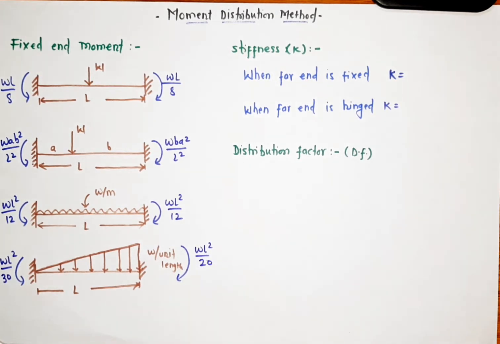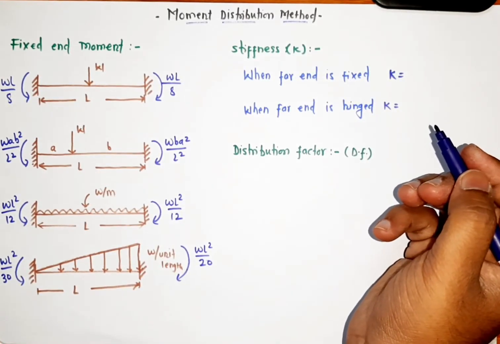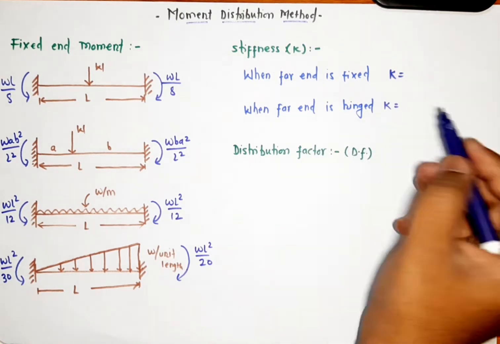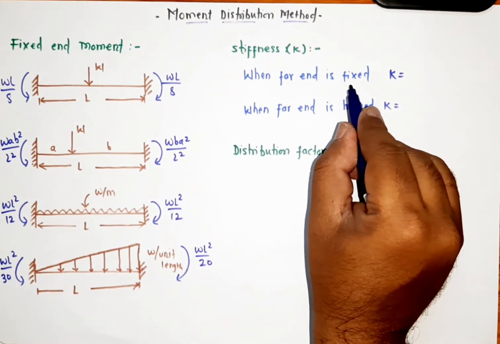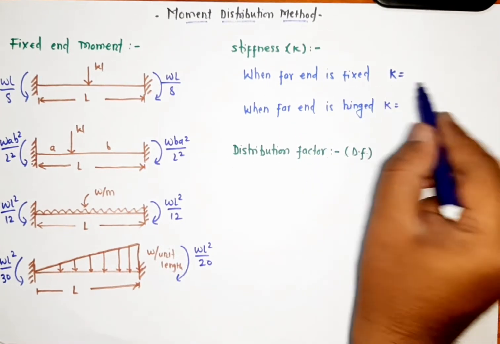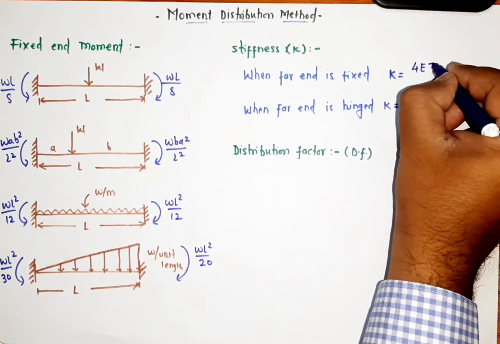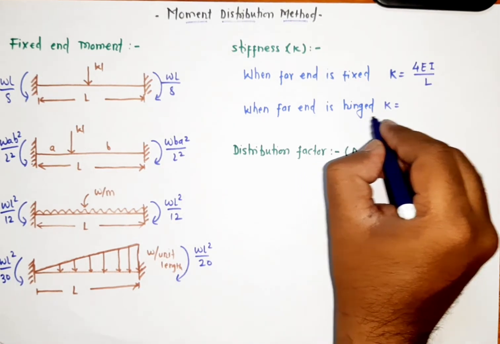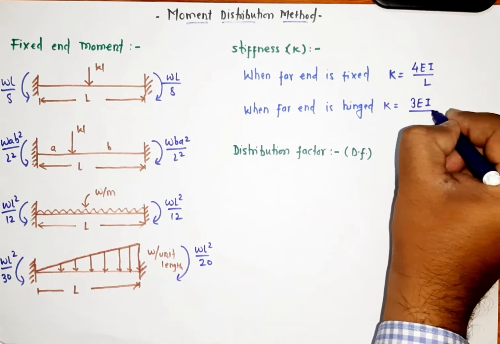Again, there is one concept which is called stiffness. Stiffness can be calculated with the help of the condition of the far end of that particular beam. When the far end of a beam is fixed, then stiffness will be 4EI by L. And when the far end of a beam is hinged, then stiffness will be 3EI by L.